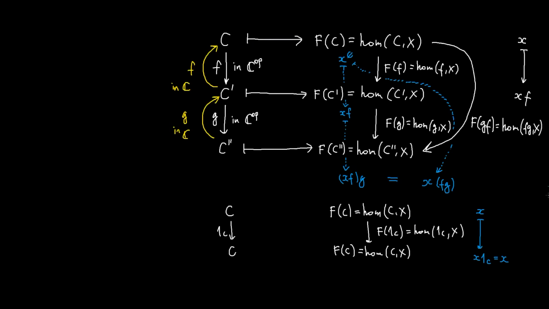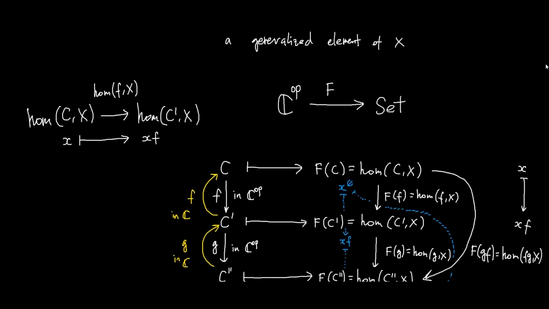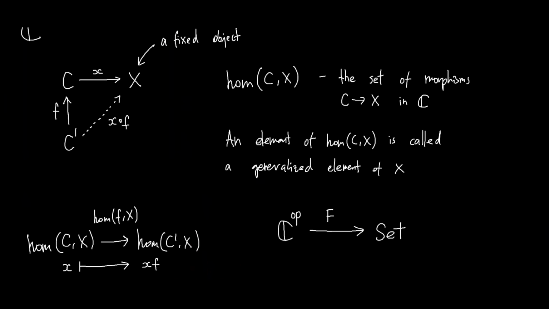Fantastic. So what we've been able to show is that this procedure of assigning to an object C the hom set Hom(C, X), this procedure is a functor. It's a functor from the opposite category of C to the category of sets. But we have such a functor for every object X, right? F depends on X, yes? F is given by Hom. One often writes this functor as Hom(-, X) because X is fixed here.